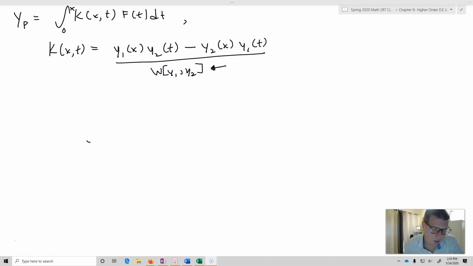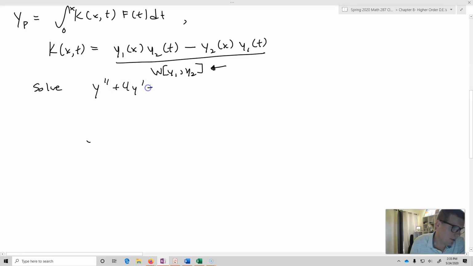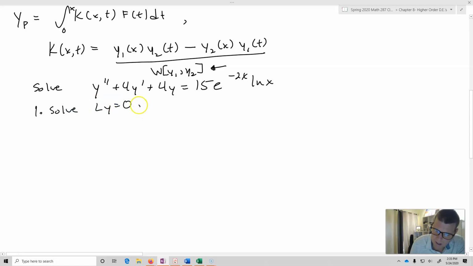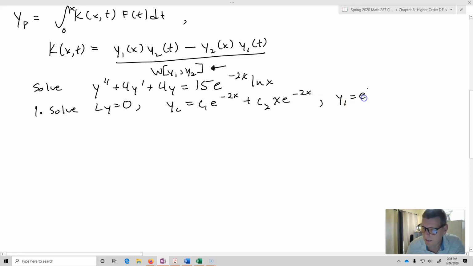Let's use Green's function now to solve a differential equation. So we're going to solve y double prime plus 4y prime plus 4y equals 15e to the negative 2x ln of x. So first, we're going to solve Ly equals 0. And what we get is that y_c, our complementary part, is going to be c1 e to the negative 2x plus c2 x e to the negative 2x. All right, so that's our complementary part. Now we're going to utilize that complementary part, with y1 equal to e to the negative 2x and y2 equal to x e to the negative 2x, in order to utilize Green's functions.